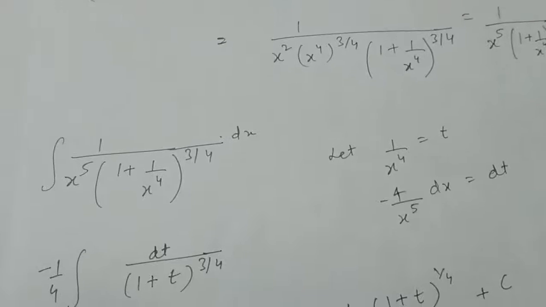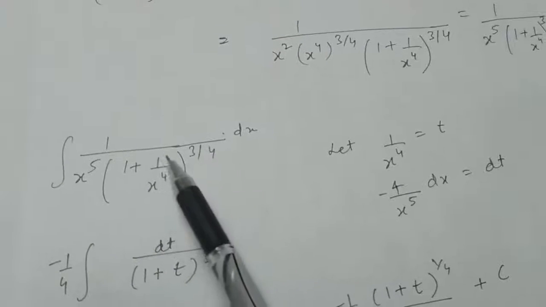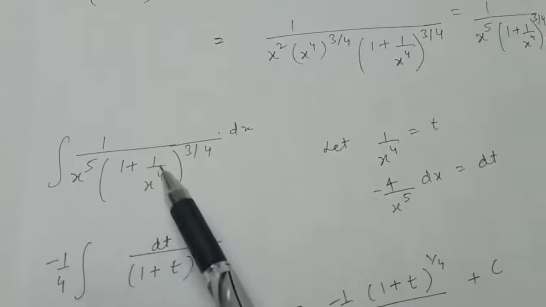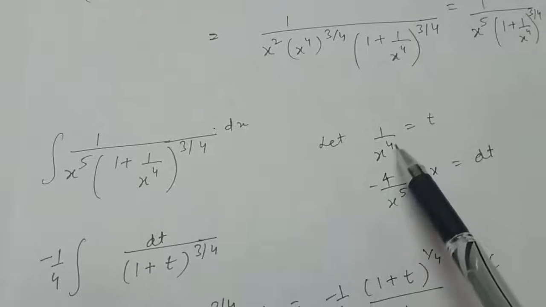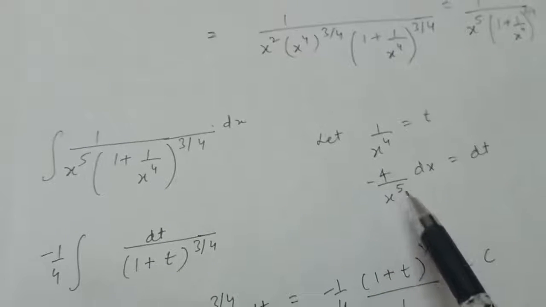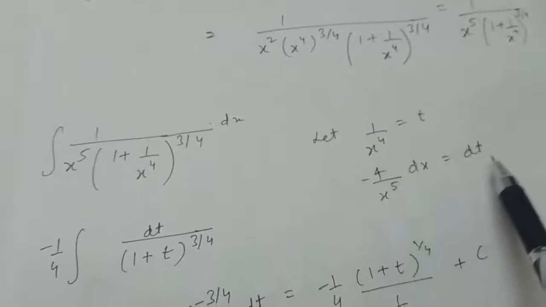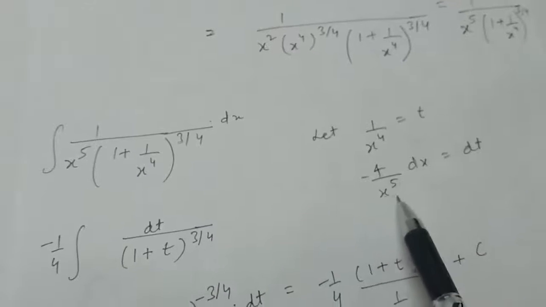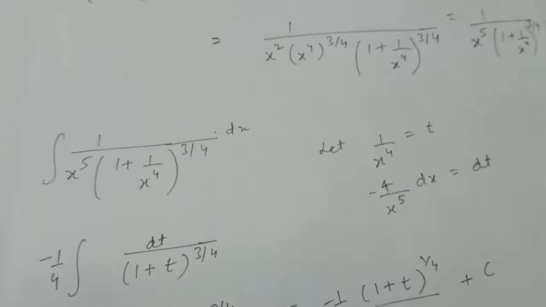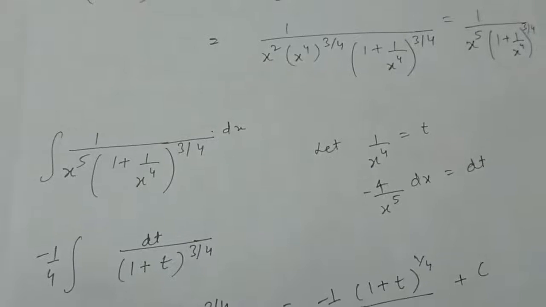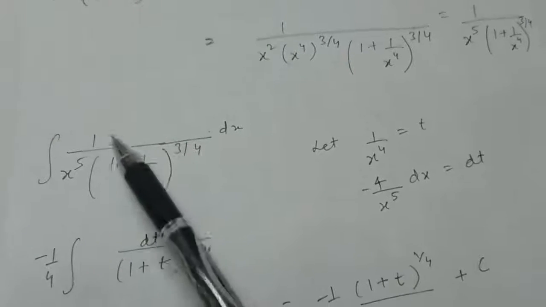Now we have to find the integral of this function. In this you can see here, this is x raised to the power minus 4, and the integral of x raised to the power minus 4 is minus 4 upon x raised to the power 5 into dx equal to dt. And you can see this 1 upon x raised to the power 5 exists in the integrand, right? Therefore we have changed the given function in terms of this function.